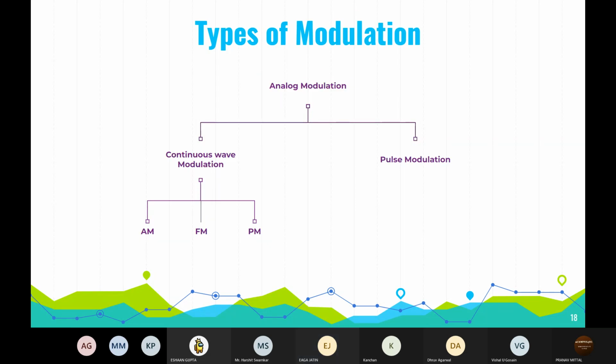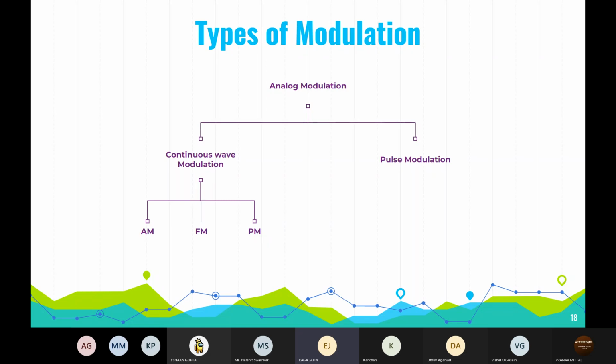Based on the type of carrier signal, analog modulation can be further classified into 2 categories: continuous wave modulation and pulse modulation. If the carrier signal is a continuous wave signal like a sine wave, then it is known as continuous wave modulation. On the other hand, if the carrier signal is a pulse signal, then it is known as pulse modulation. First of all, let's see the different types of continuous wave modulations. Mainly there is amplitude modulation, frequency modulation, and phase modulation.